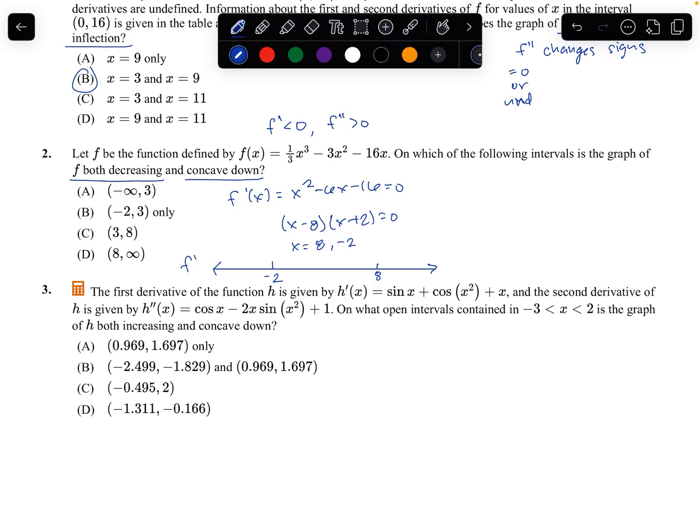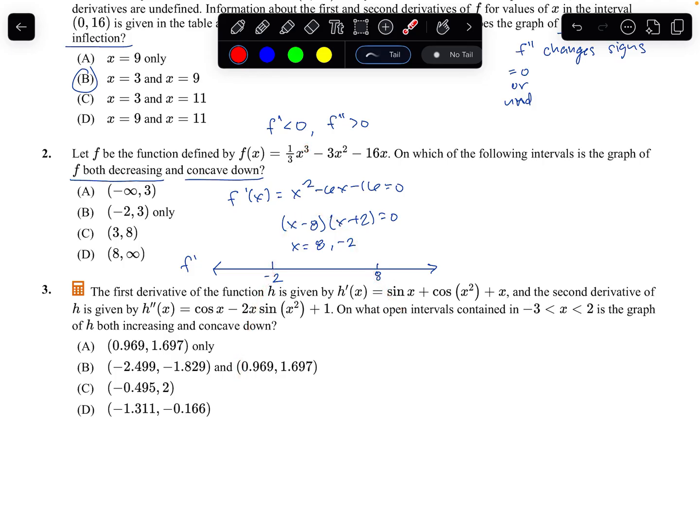Remember that this is for f prime. So if I plug in values, something like 0, I can already tell you right now, this is a cubic function. It's a cubic function with 2 critical points. So that means it's got a... what did I just do?